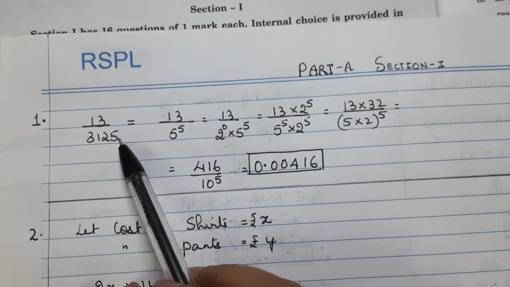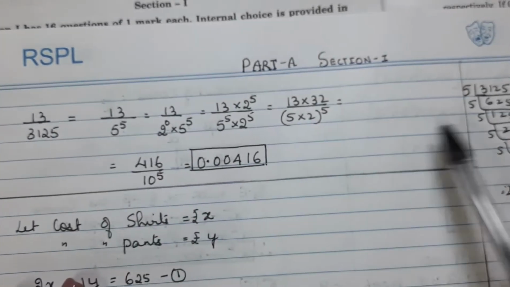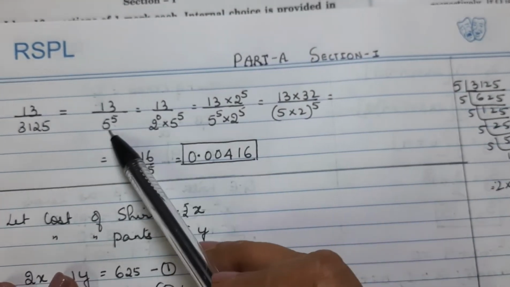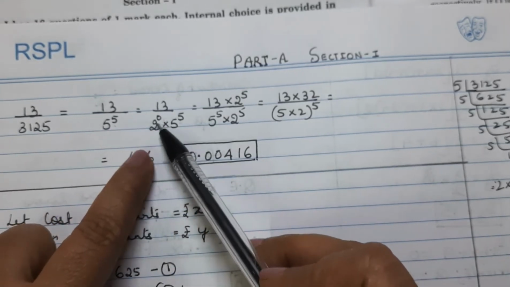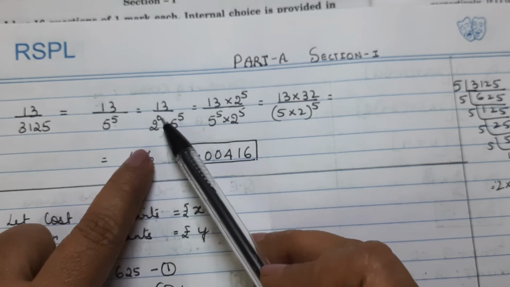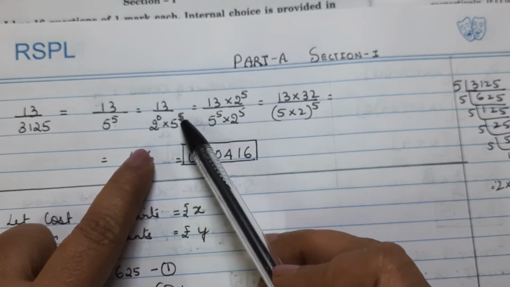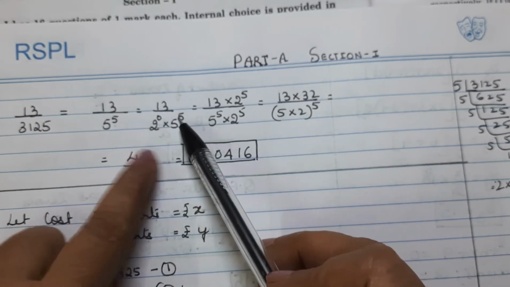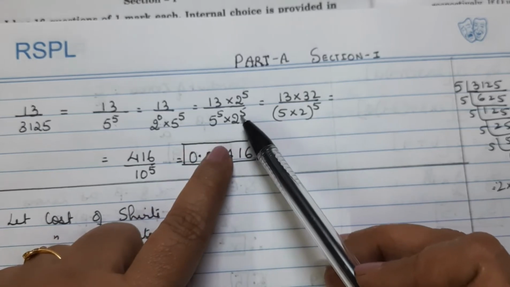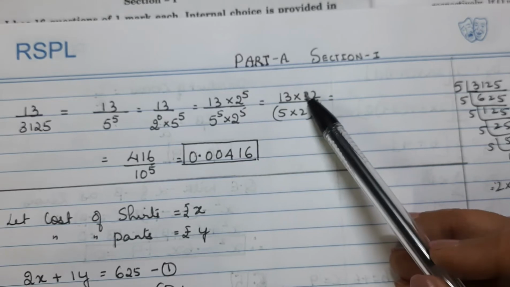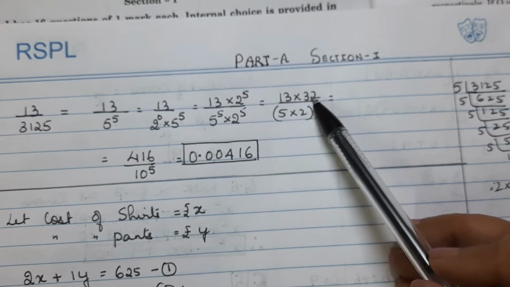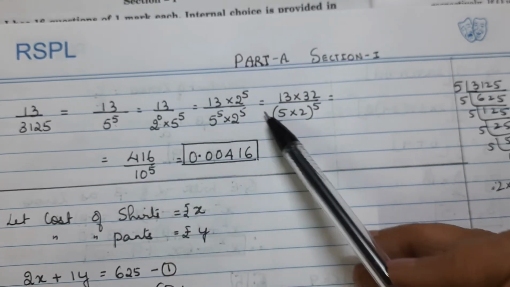So do prime factorization only for the denominator. So you get here 5 raised to 5, and 2 raised to 0. So we can take it. We make the power of 2 equal to the exponent of the 5, so we multiply numerator and denominator by 2 raised to 5. 2 raised to 5 is 32. 13 into 32 will be 416.